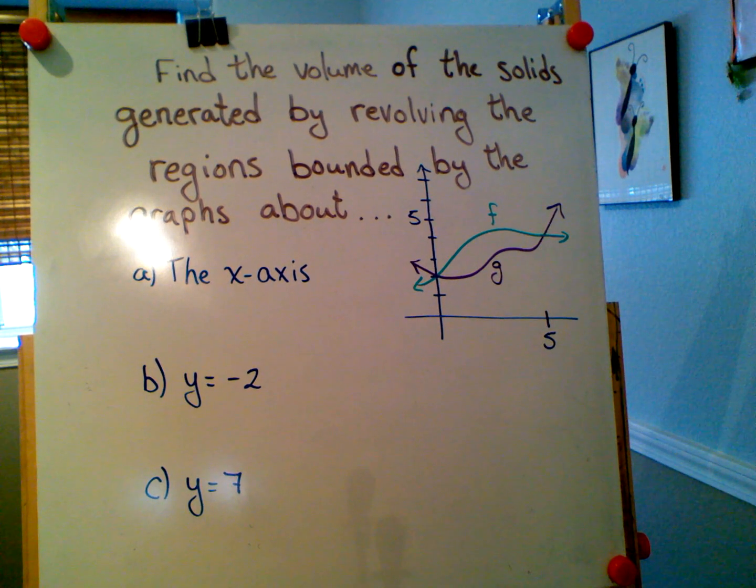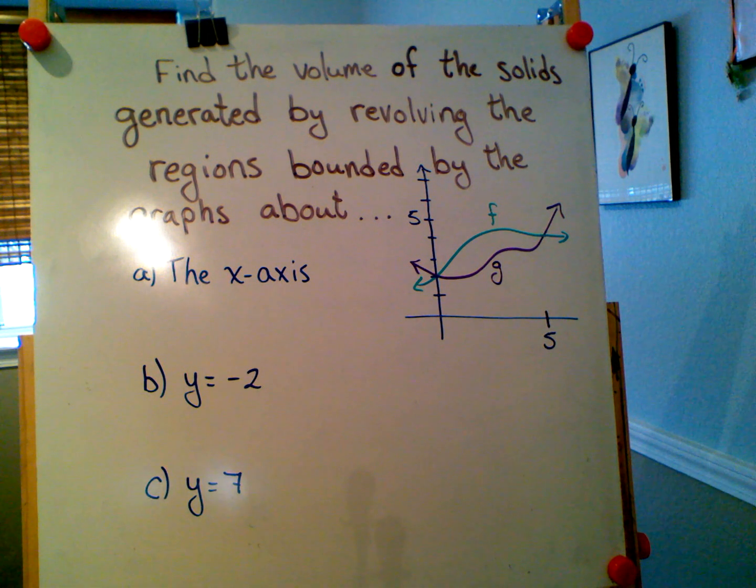What is the washer method? And why is it always next to the disk method? Well, when you take a rectangle and rotate it around some kind of axis, it forms a circular disk. Pi r squared times the thickness, or times the height, however you want to look at it.